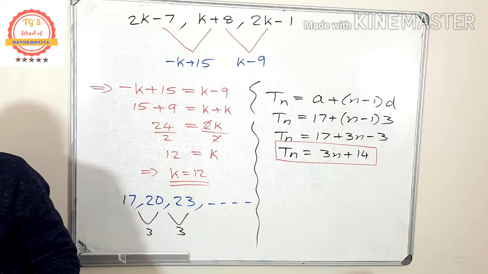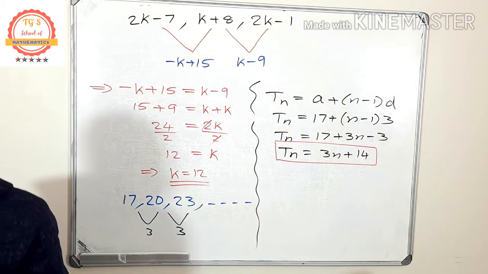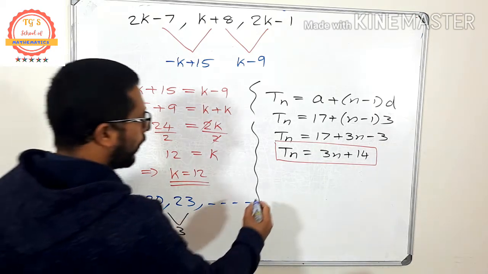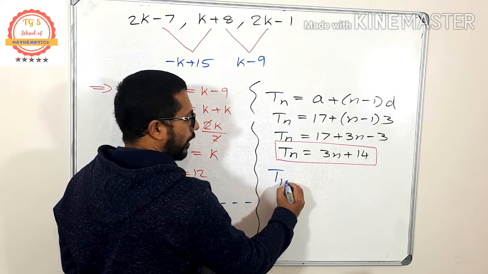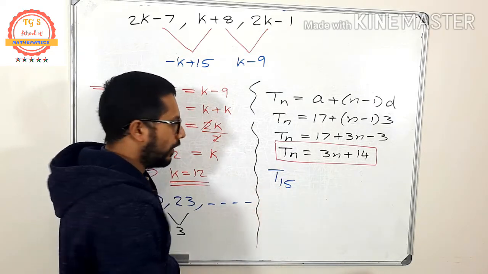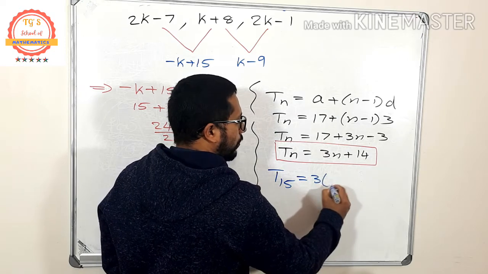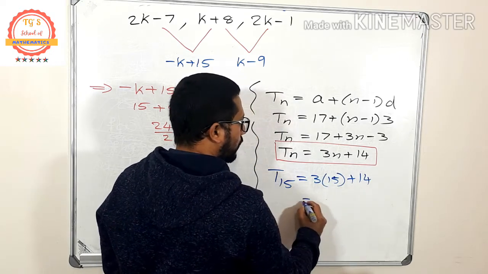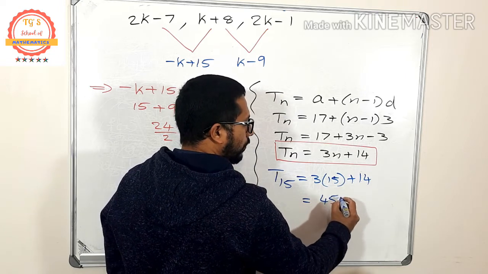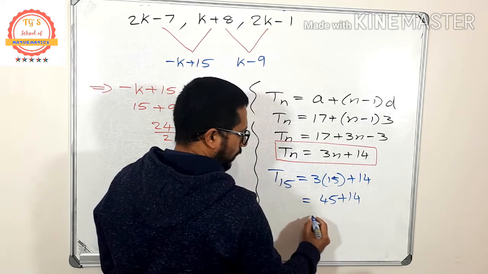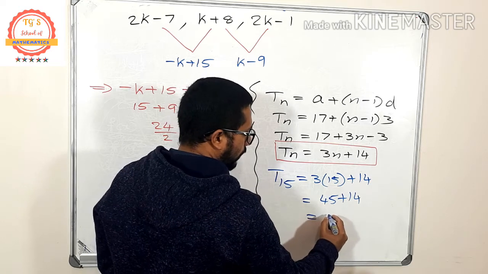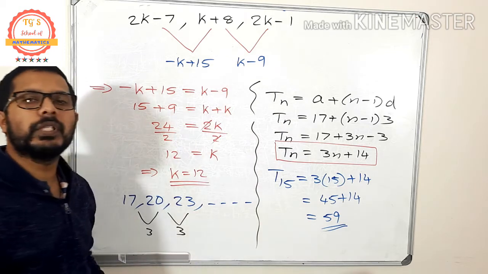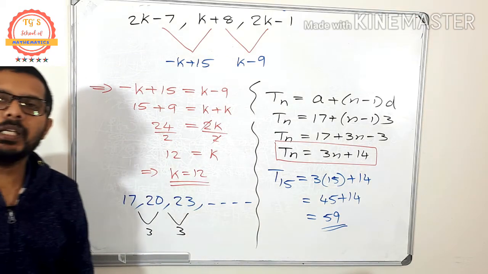Okay. What do we want to find? What is the question? Look at the question once more. We have to find the 15th term. So how can we find the 15th term? You substitute the value of n as 15. So what is that one? 3 into 15 plus 14. So 3 into 15 is 45 plus 14. What is 45 plus 14? 59. So it means that the 15th term is 59.